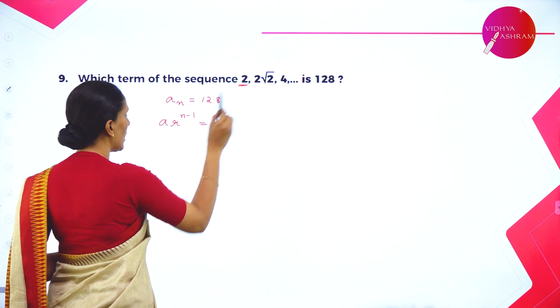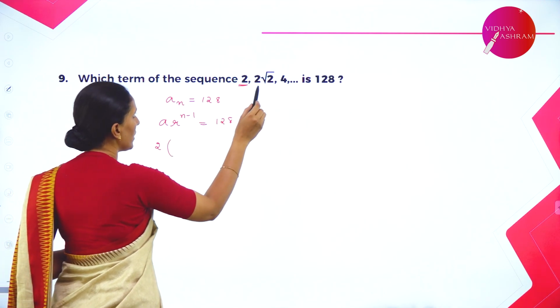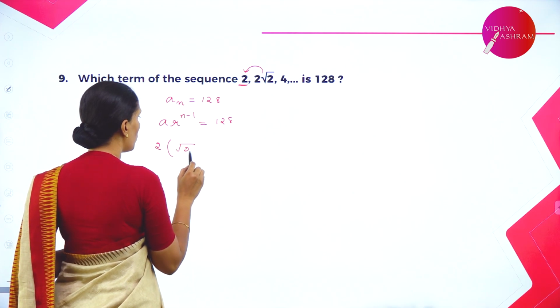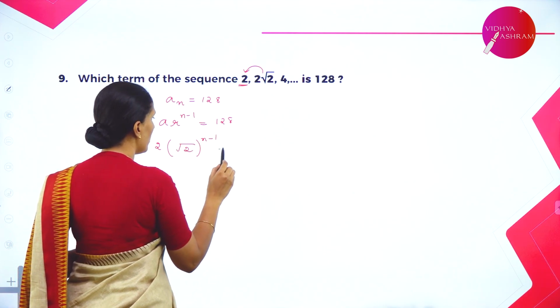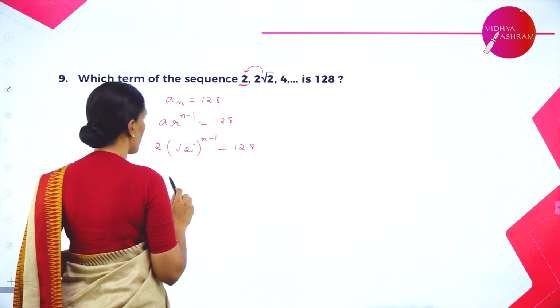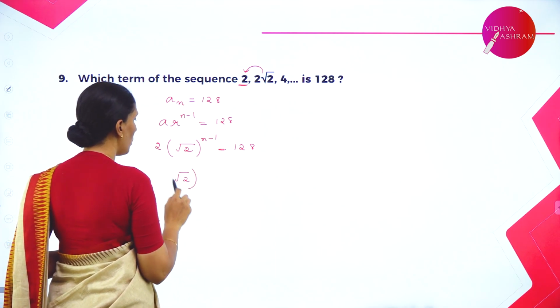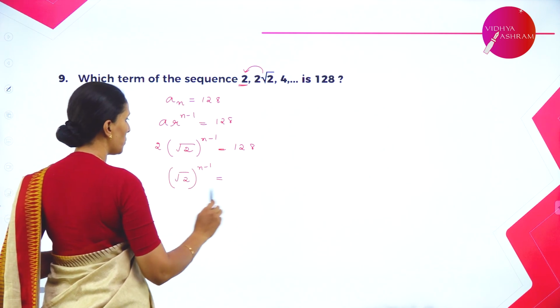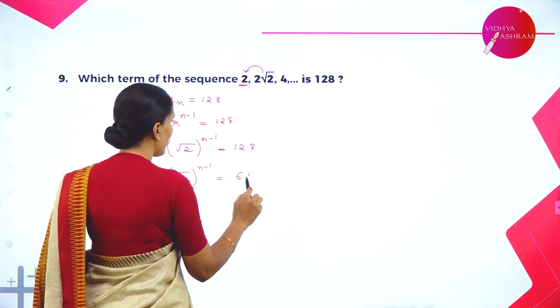So what is a here? 2. What is r here? 2 root 2 by 2 is root 2. So root 2 to the power n minus 1 is equal to 128. So root 2 whole to the power n minus 1 is equal to 128 by 2, which is 64.